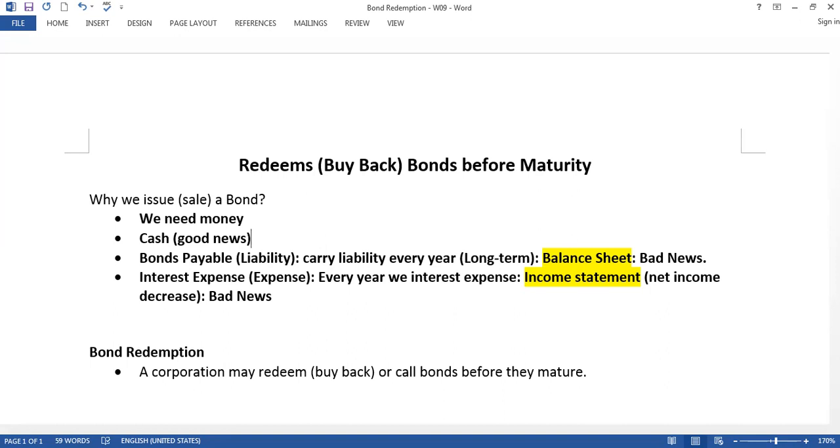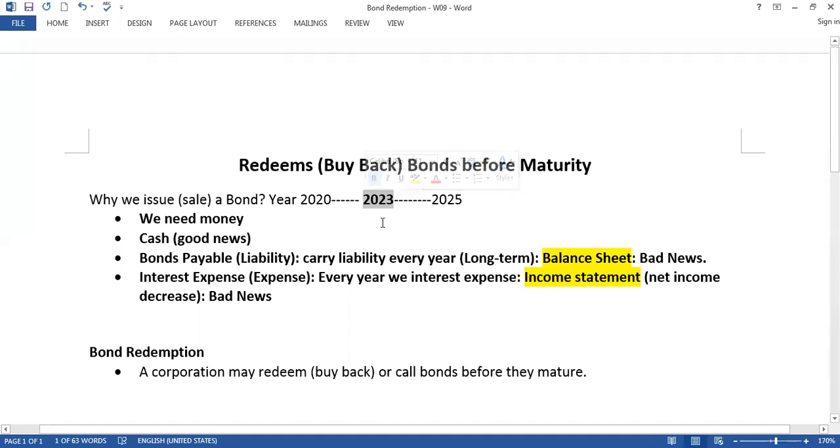So for example, today you sell a bond, you issue a bond in the year 2020, and the maturity date is maybe 2025. So up to 5 years, you have to show the bad news: the liability and the interest expense. Now today you do not have money, but maybe in year 2023 suddenly you have a lot of money. You issued the bond for 5 years, up to 2025, right?